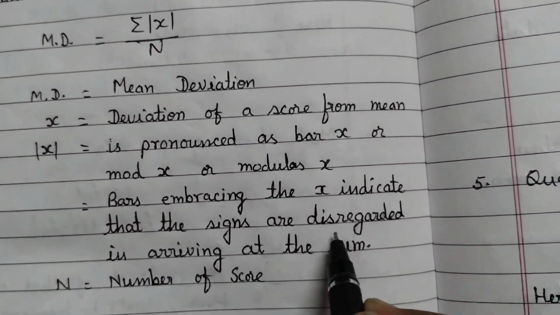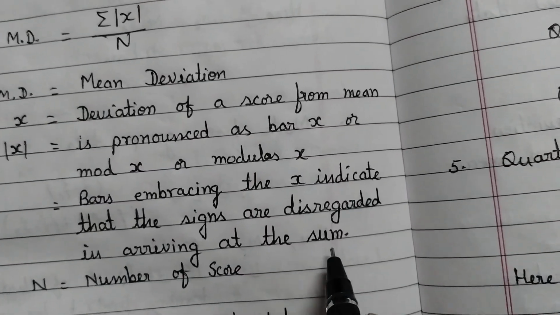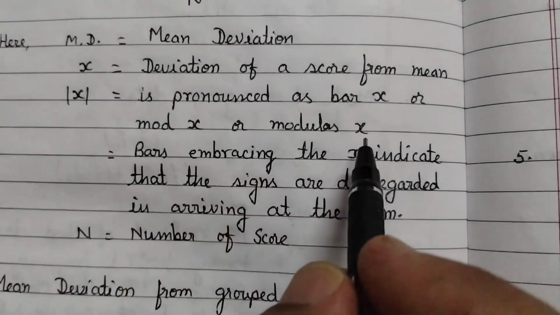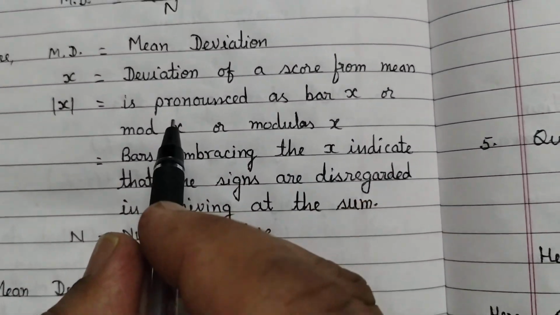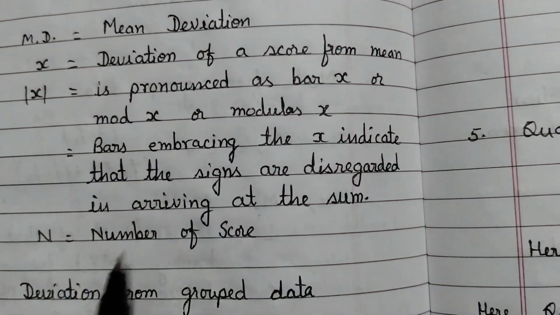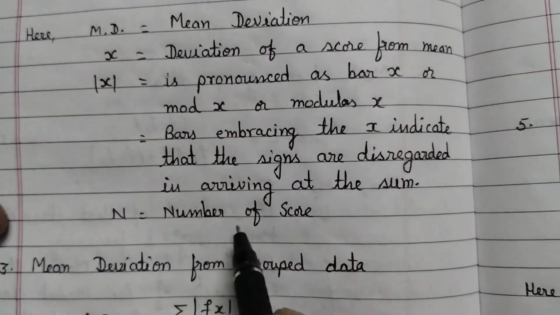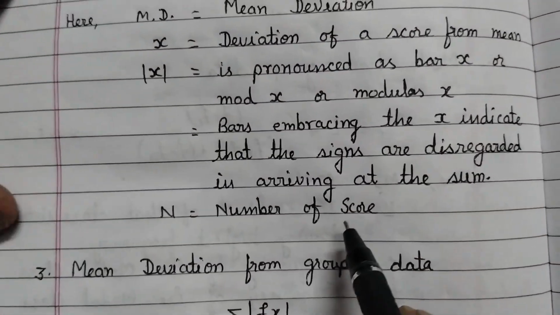indicate that signs are disregarded in arriving at the sum. Whenever we are summing the data, we will not take minus. Minus will be treated as plus sign. Summation means sum up. Modulus means magnitude. N is equal to number of scores.